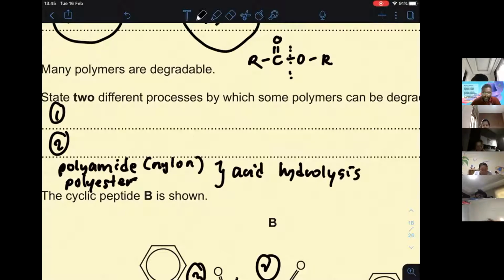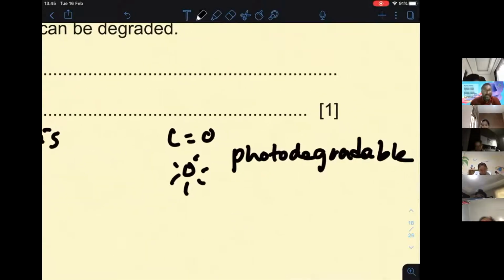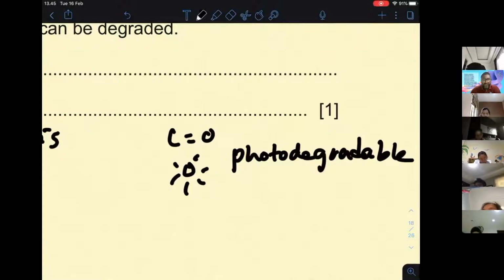Another way is by using the sunlight. We call it photodegradable. This photodegradable is especially whenever you have polymer that has the carbonyl group, because most of the time the polymer will have this group. Whenever you have C double bond O, whenever there is UV light, this UV light will make that bond between C double bond and O become weaker, and they are going to break, and this will make them biodegradable.